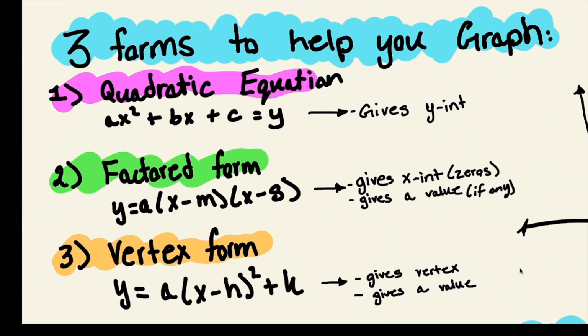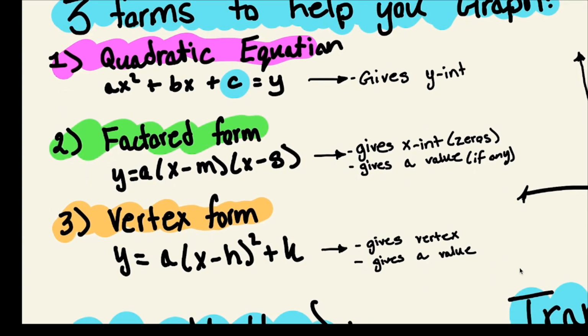Give me a second. Let me highlight it. This c value is your y-intercept. And that's the first form, right? It doesn't give you too much information to work with, but the second form, factored form, gives you quite a lot of information to work with.